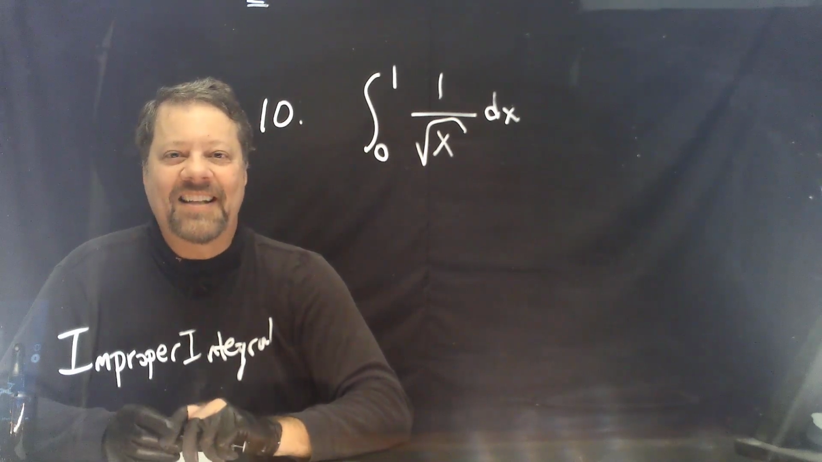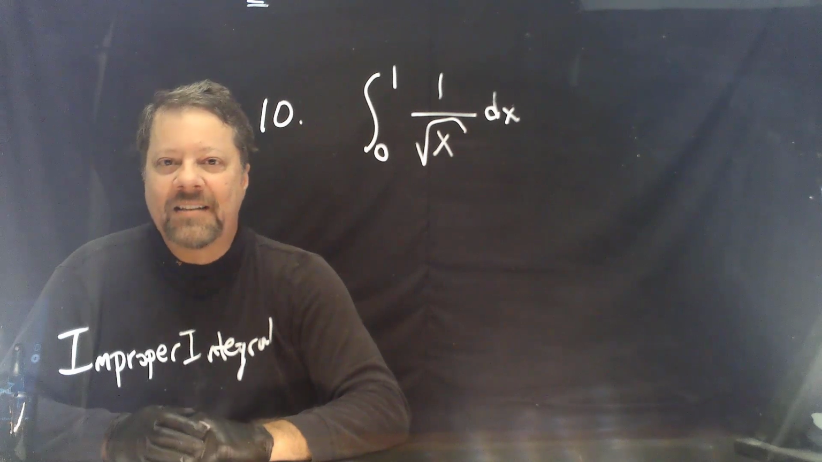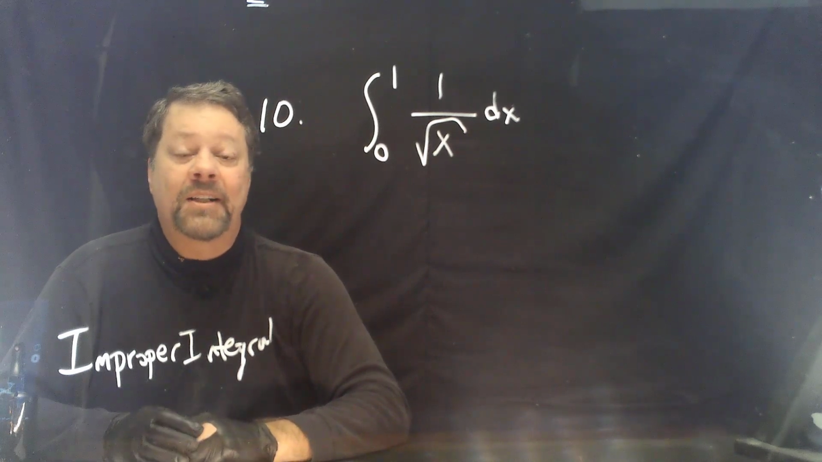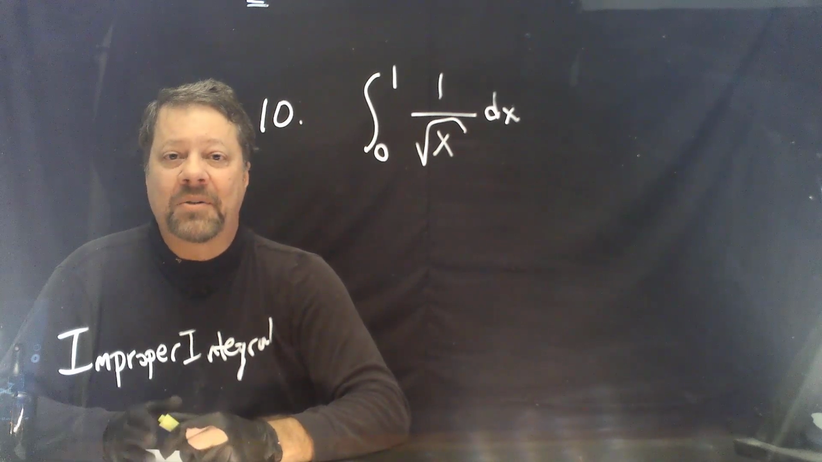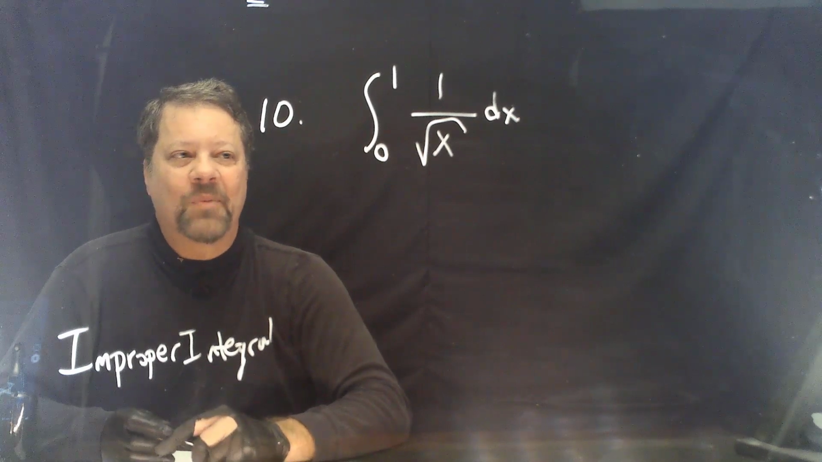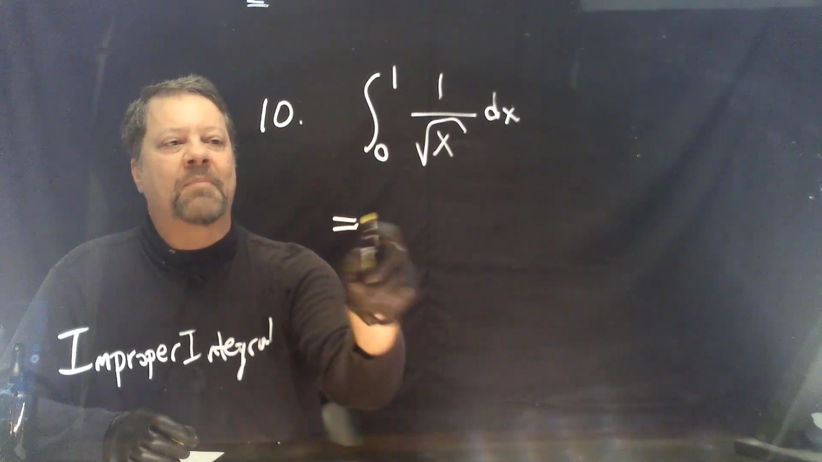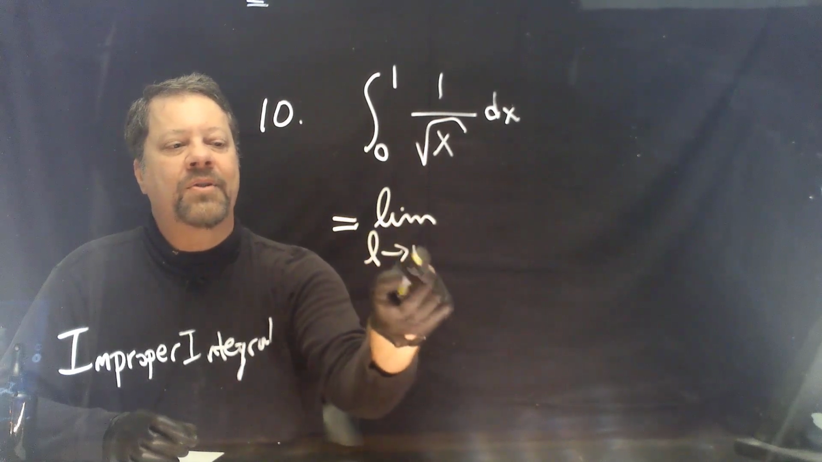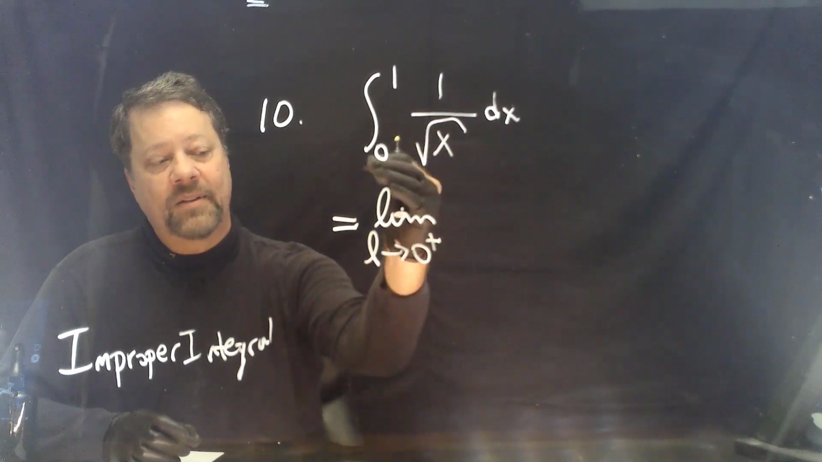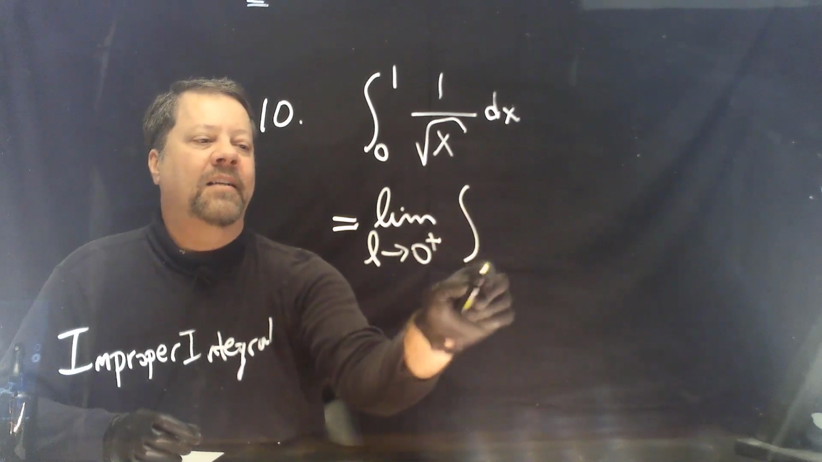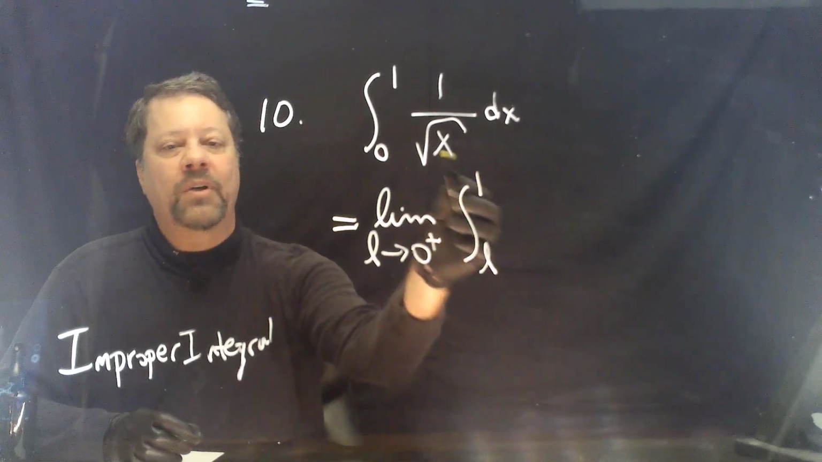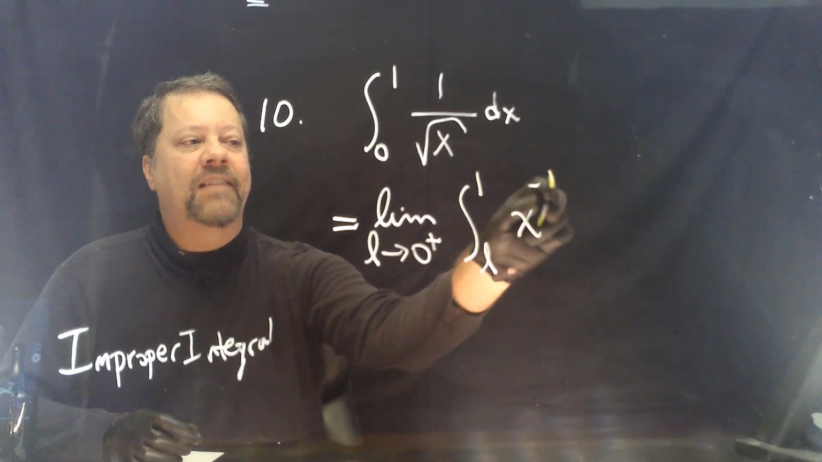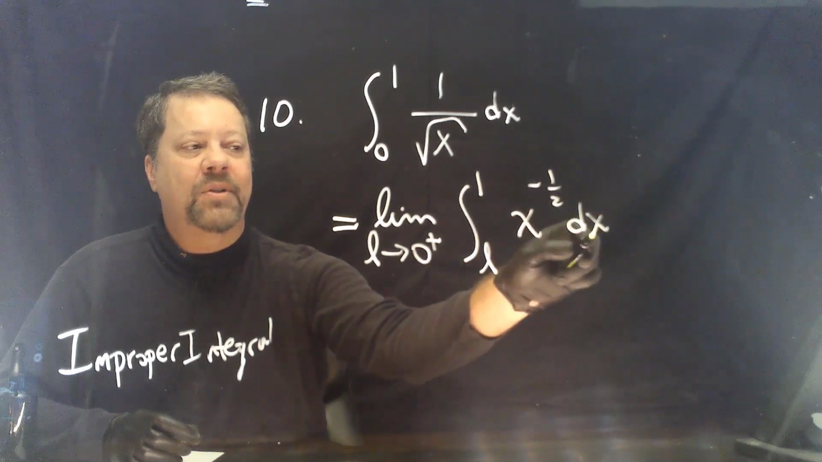No, anytime you integrate across a discontinuity, or one of the limits of integration is plus or minus infinity, the integral is said to be improper, in which case we have to set this up as a limit. As the lower limit goes to 0 from the right. We have to go to 0 from the right, integrate from L to 1. I'm going to rewrite the integrand as x to the negative 1/2 so that I can use the power rule.